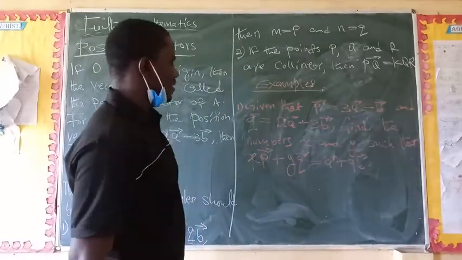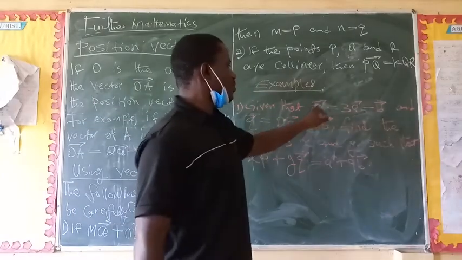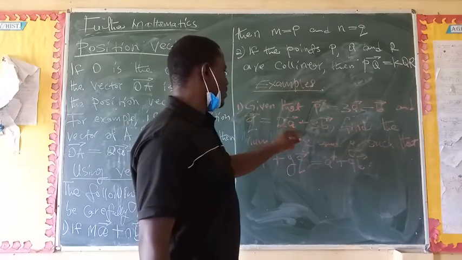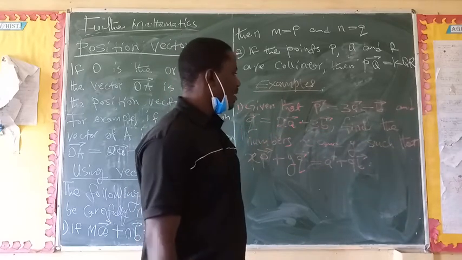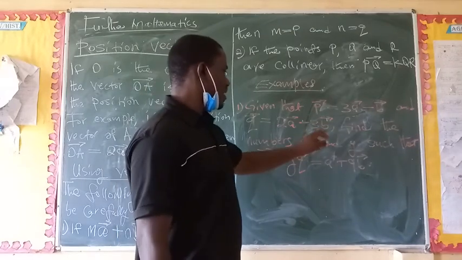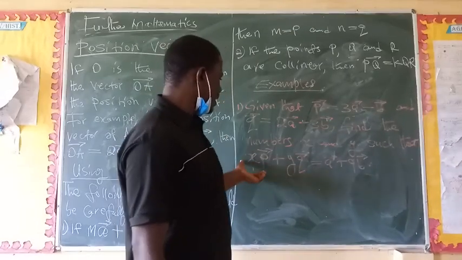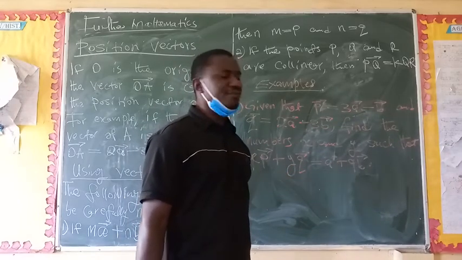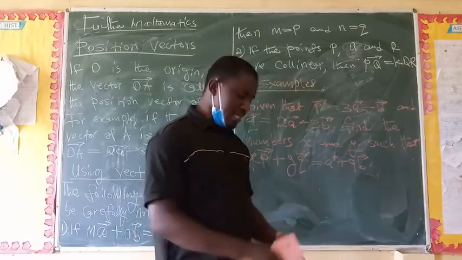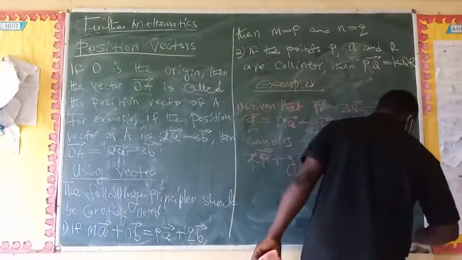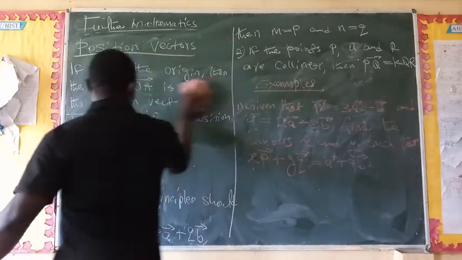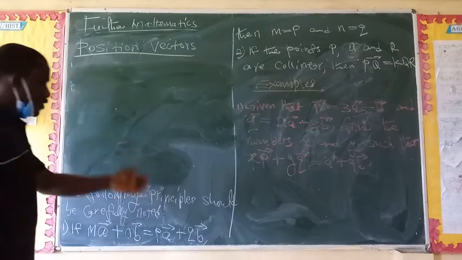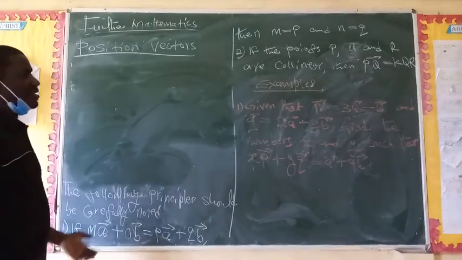Okay? Given that vector P is equal to 3 vector A minus B and vector Q is equal to 2 vector A minus 3 vector B, find the numbers X and Y such that XP plus YQ is equal to vector A plus 9 vector B. Okay? That's what we're going to find. Alright, let's see that quickly. So, for that question, I'm going to use this first case to solve it.